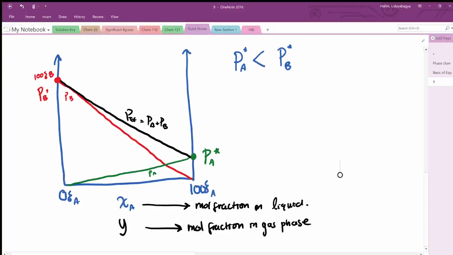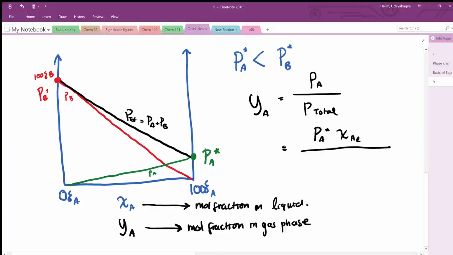So how do we calculate y using the equation that we've done so far? If I were to look at the mole fraction of A in the gas phase, y of A, this is equal to the partial pressure of A divided by P total. Now if I were to do that, we can rewrite this as P_A, which is just Raoult's law, P_A star times the mole fraction of A in the liquid phase, divided by the P total, which we've already derived as well, is going to be P_A star minus P_B star times the mole fraction of A plus P_B star. Okay, so this is the mole fraction of A.